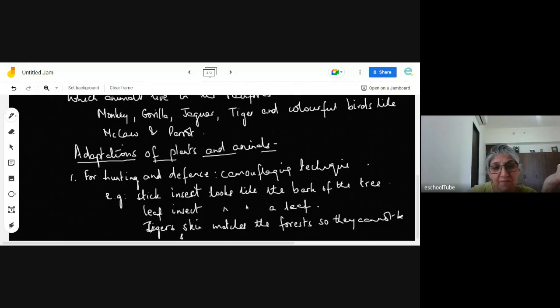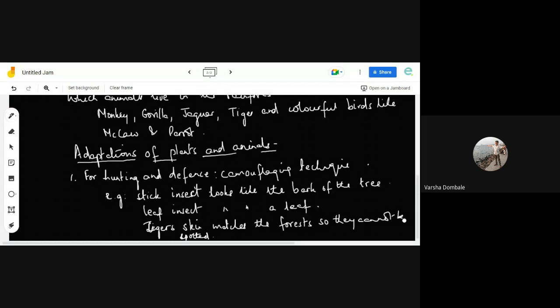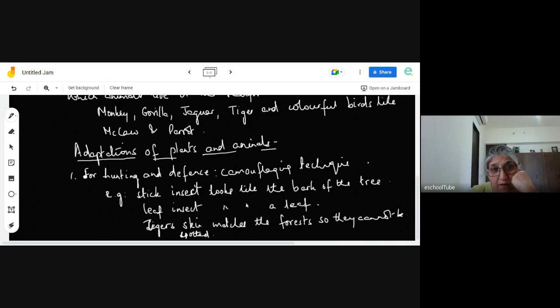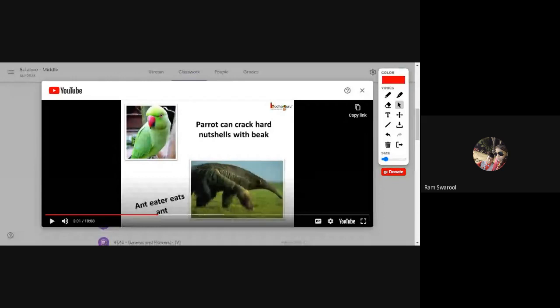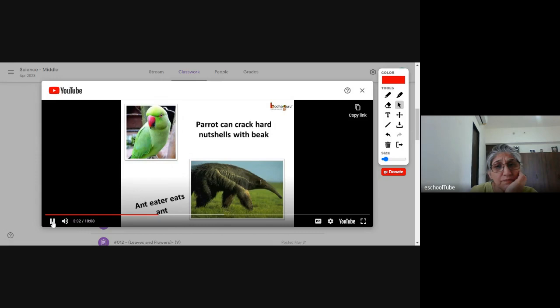Okay. Next, after you. They hide because they have to hunt their prey. Tigers for hunting, stick insect and leaf insect for their self-defense, to protect themselves. Yes, ma'am, from predators. Whose turn is it after you now? Next. Ma'am, Anjali. Anjali, your turn. To eat what others cannot eat. Like the parrot has strong curved beak to crack the nuts, the ant eater eats the ants, etc.